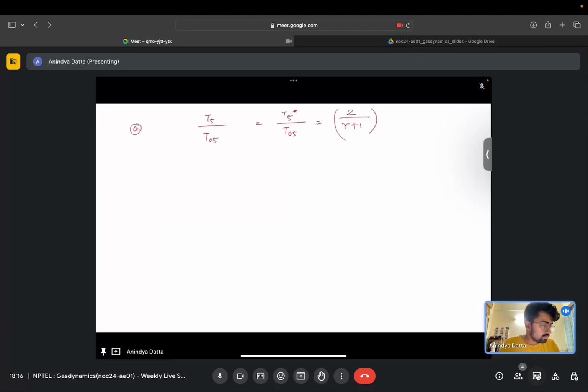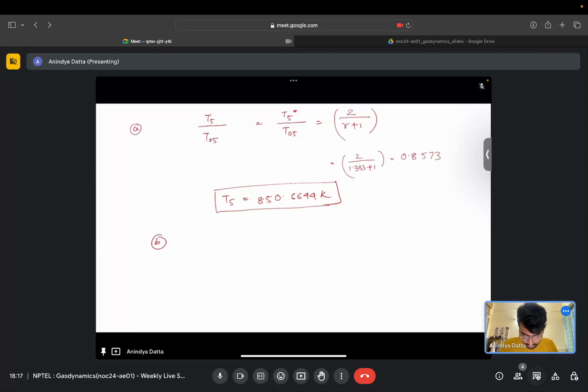So gamma is 1.333, plus 1. This is 0.8573, so this will give T5 equal to 850.6644 Kelvin. So this is your T5. Note again that this corresponds to the star condition, because the flow Mach number here is 1.